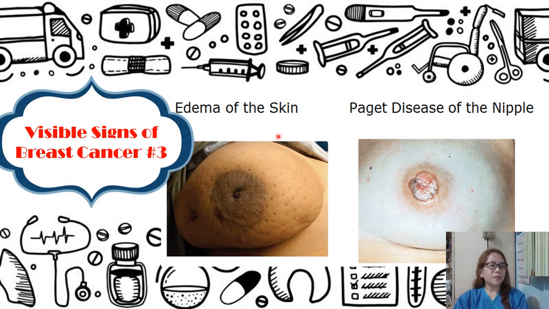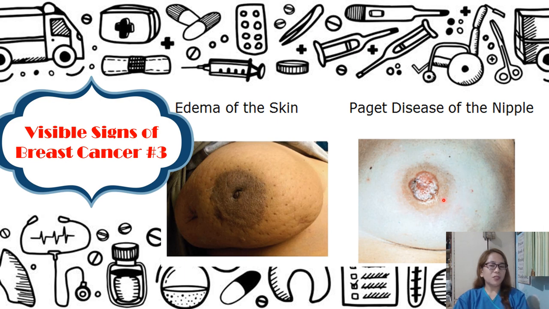So another visible sign of breast cancer is the edema of the skin, which is usually produced by a lymphatic blockage. Kaya nagkaroon ng ganito. It appears as a thickened skin with enlarged pores. This is also called peau d'orange or orange peel. Diba? Para siyang orange. Orange peel sign. So, it is usually seen in the lower portion of the breast or at the areola.